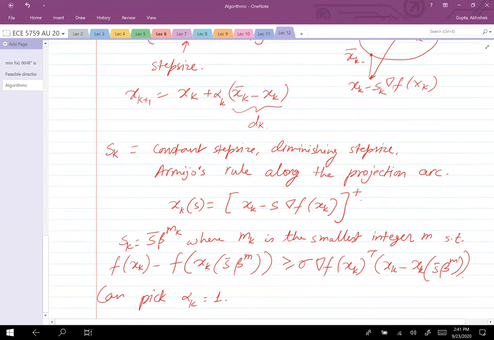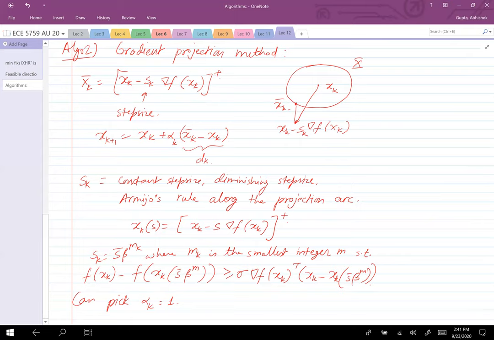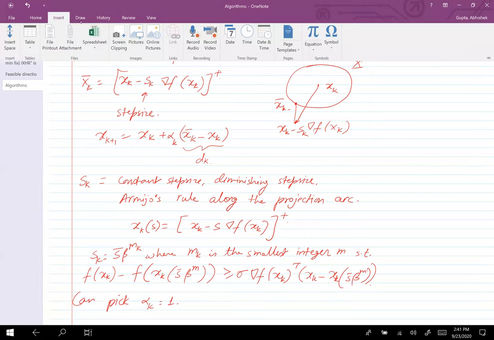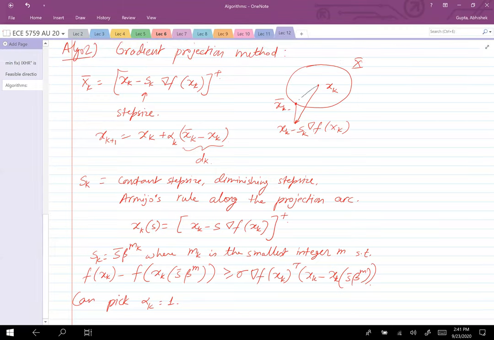Okay, so this is the second method, which is gradient projection method. What you do in the gradient projection method is you take a gradient step according to the step size sk, and then you project the solution back onto the set capital X, you get x bar k, and then you take a step along that direction. So xk plus 1 is xk plus alpha k times x bar k minus xk. So your new point will be somewhere along this line. You will be somewhere here. That will be your xk plus 1. And that's what gradient projection method does.